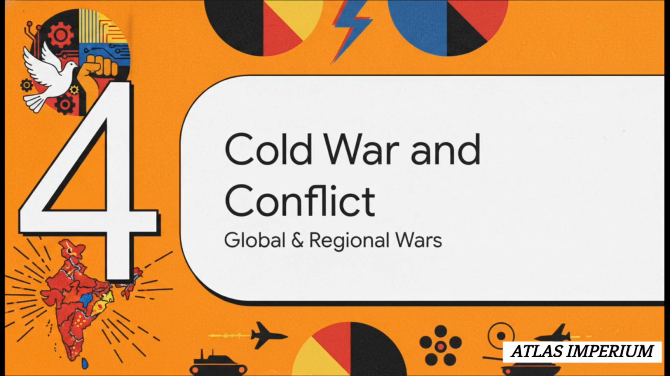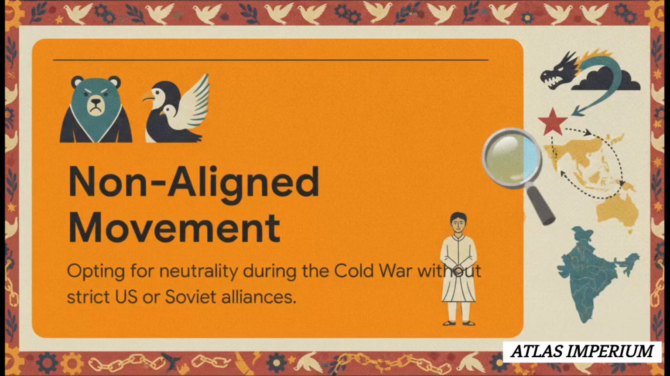Which leads us right into Chapter 4, Cold War and Conflict, Global Tensions and Regional Wars. A newly independent, democratic India now had to navigate a deeply, deeply divided globe. Their solution?